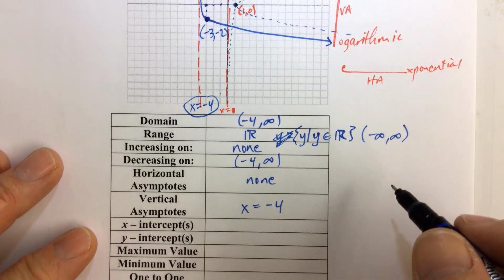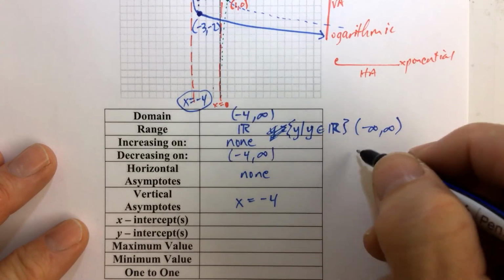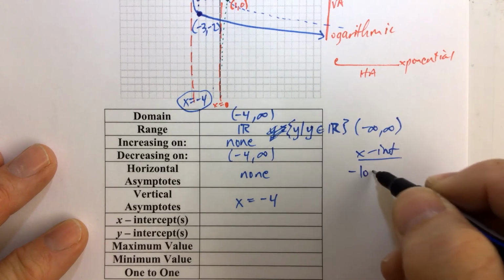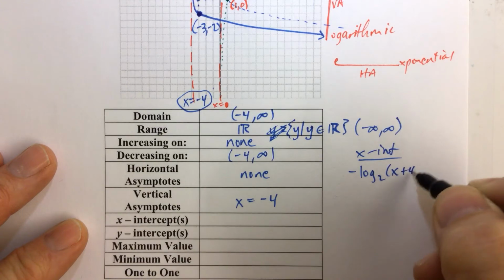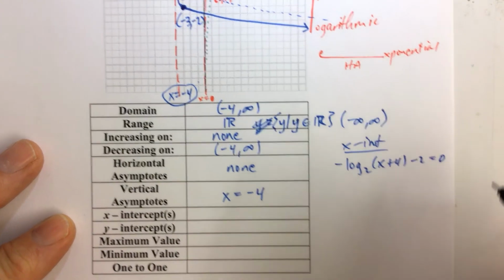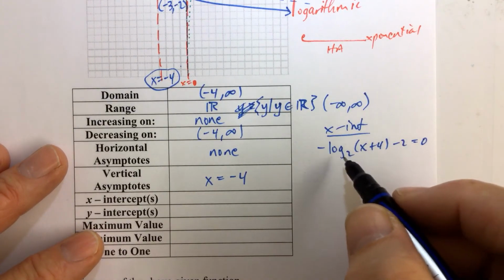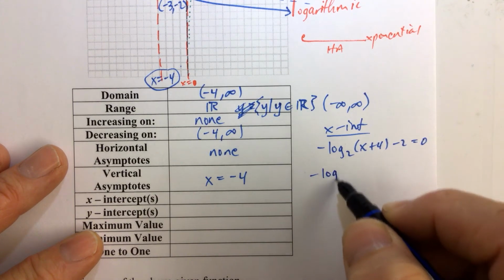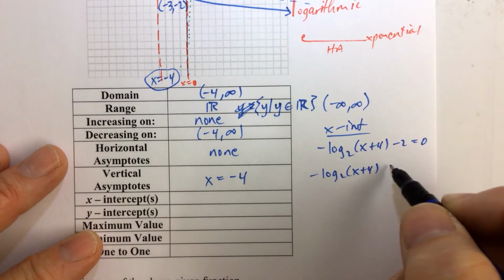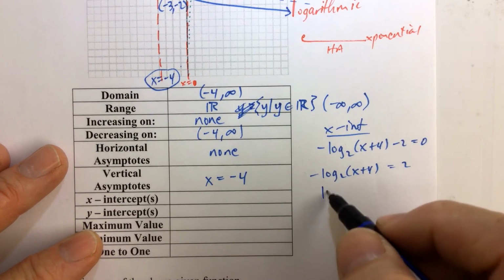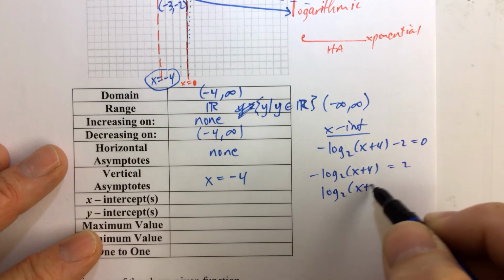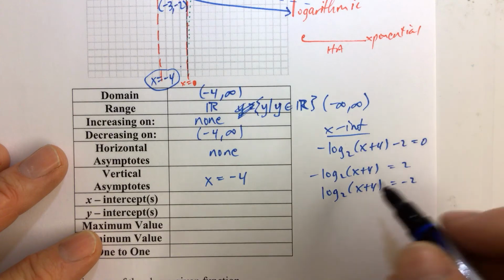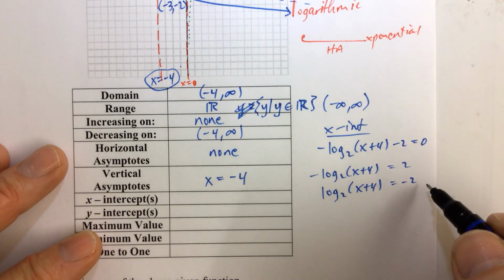The x-intercept, well, that's what we're going to have to figure out here. For the x-intercept, we set negative log base 2 of (x plus 4) minus 2 equal to 0, and we want to solve this equation. I'm going to go ahead and add 2 to both sides. Negative log base 2 of (x plus 4) equals 2. I'm going to divide both sides by negative 1 as well. So we get log base 2 of (x plus 4) equals negative 2.